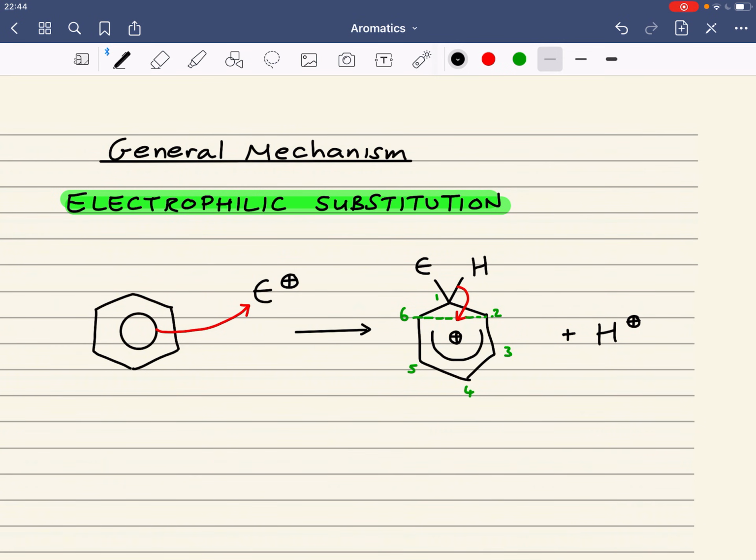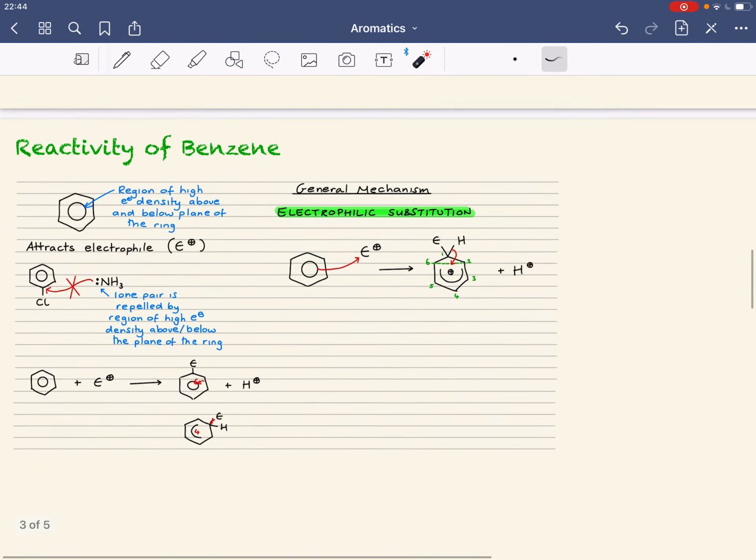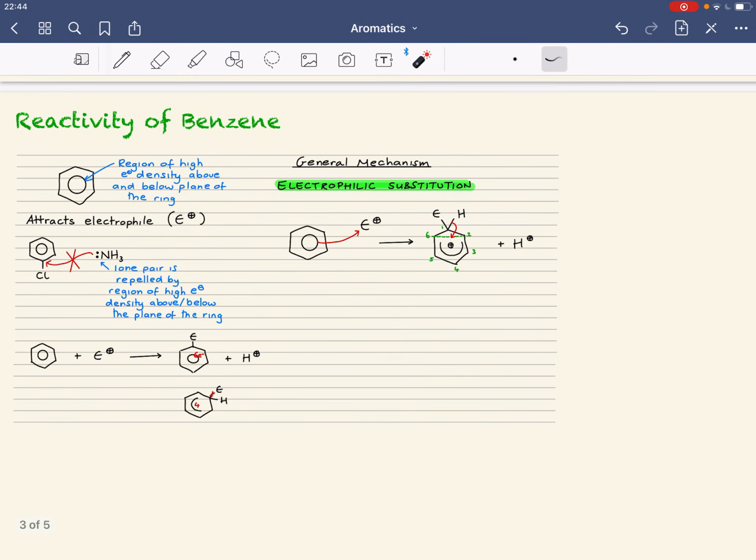What we'll look at in some later videos is specific examples of what these electrophiles are, and just as importantly, how we generate these electrophiles. And that there is the general reactivity of benzene. And in this video, I've explained why it's electrophilic substitution, why it attracts electrophiles and not nucleophiles. I've also explained why benzene reacts in substitution reactions and not in addition reactions.